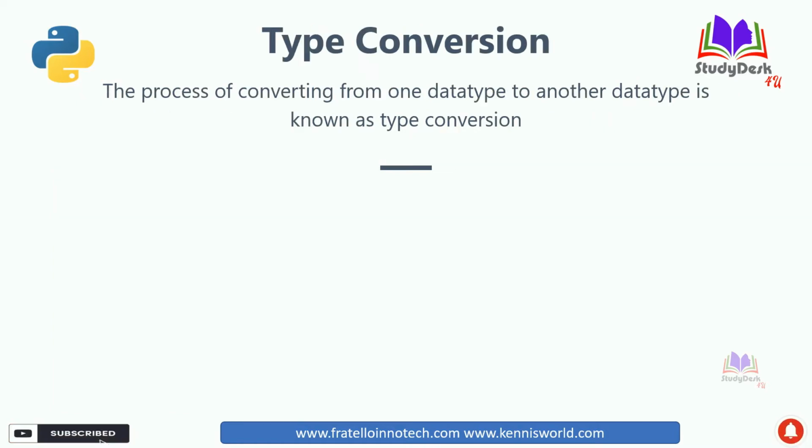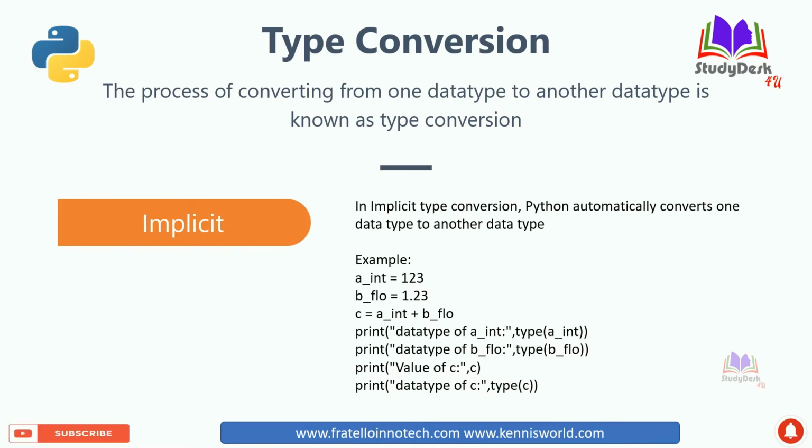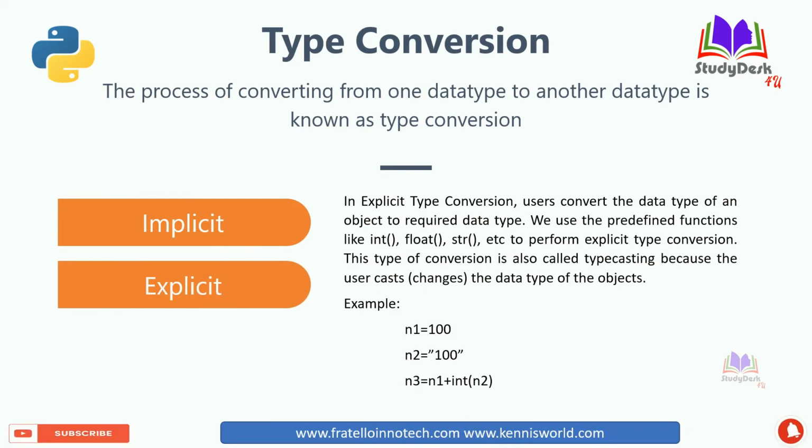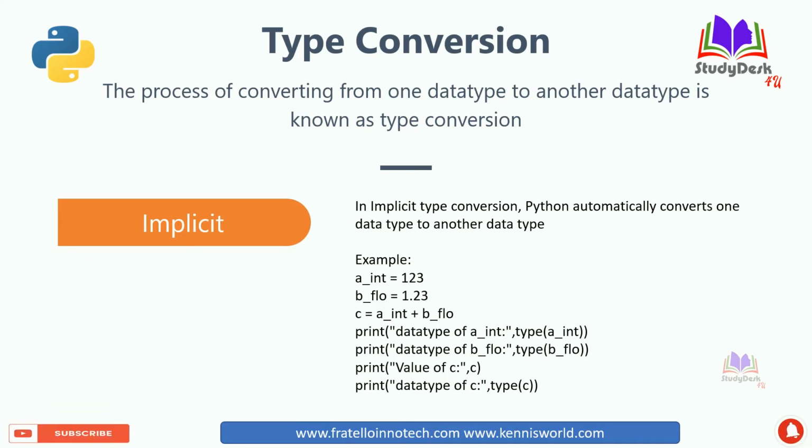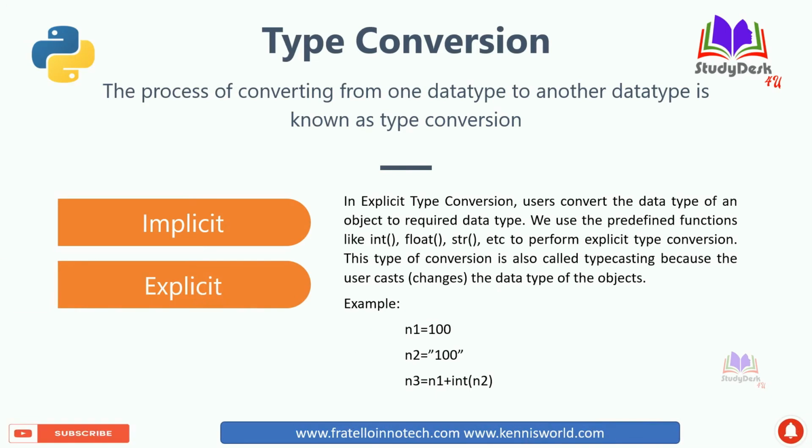Type conversion. If you want to convert from one data type to another data type, we call it type conversion. We have two types: implicit type conversion and explicit type conversion. Implicit type conversion means the system itself automatically converts from one type to another. But in explicit, the system won't convert. We have to convert from one type to another by using inbuilt functions like int, float, string. Both are generally called type conversions, but explicit is specifically called typecasting.